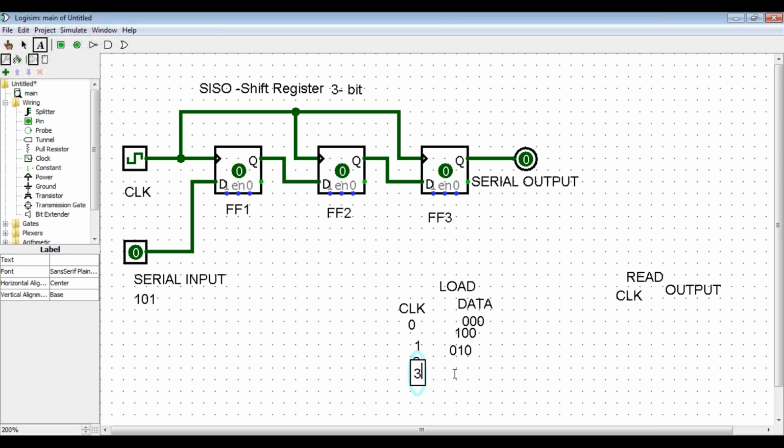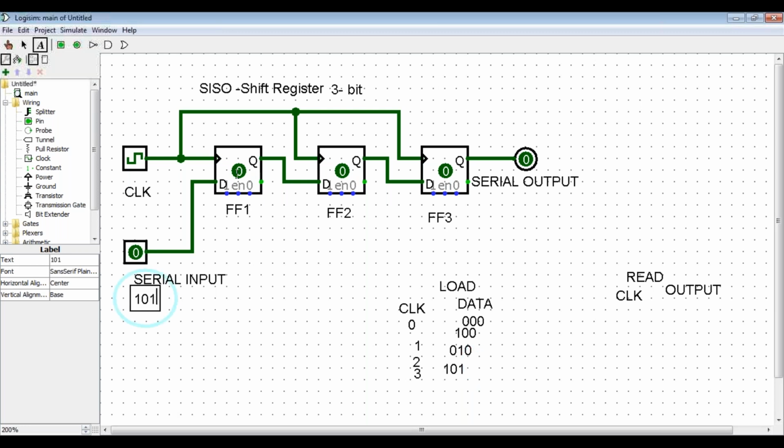If I am applying the third clock pulse, what will happen? 1 0 1. Meaning that all my original input will be loaded to your flip flops. The serial data will move when you apply the clock pulse.